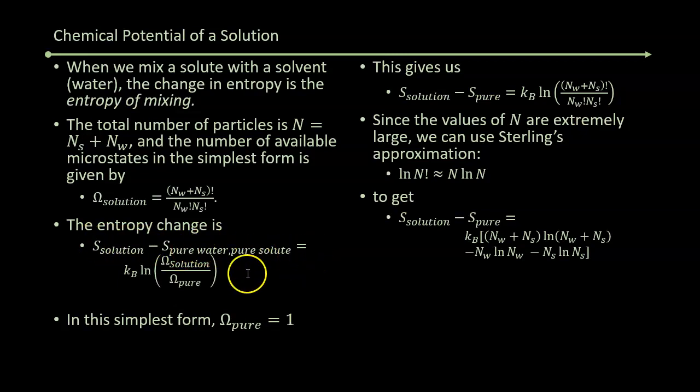That change in entropy is just kB times the log of the number of microstates the solution has, divided by the number of microstates in the pure state. Well, number of microstates of the solution over number of microstates in pure, right? We end up with this term. Since the n's are extremely large, we're going to use Stirling's approximation, which is log of n factorial is approximately n log n. And we get this result for the change in entropy when we take a solute and stick it into a solvent. All right.